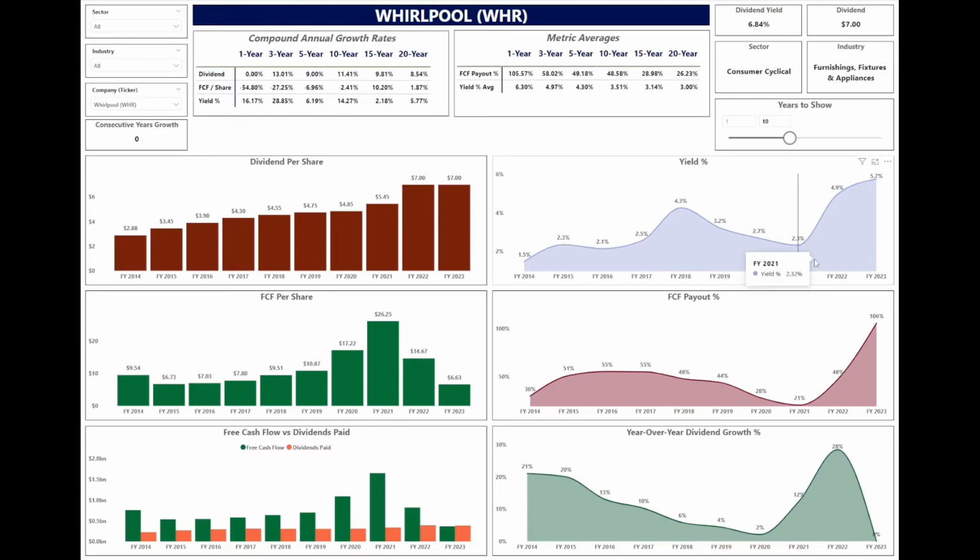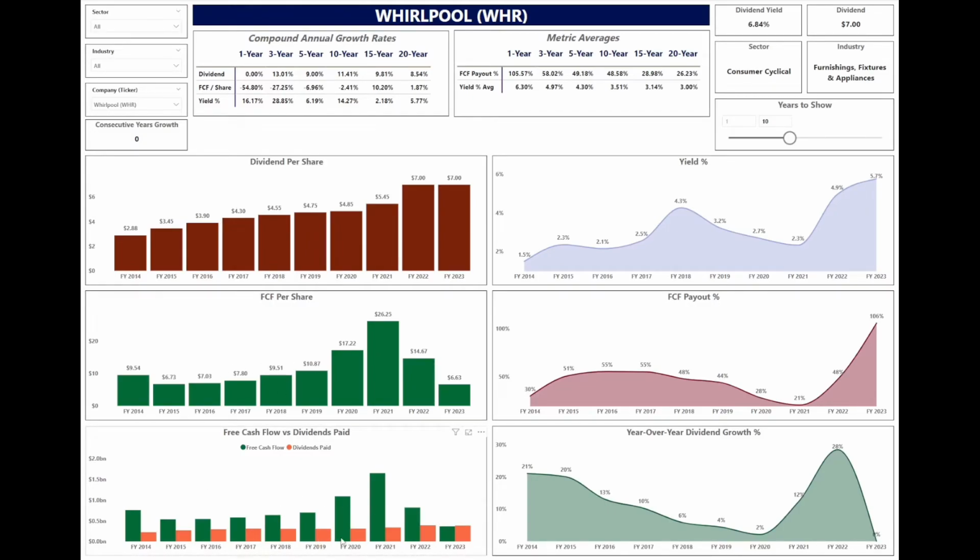Since fiscal year 2021, that yield has popped to 5.7% at the end of their fiscal year 2023. Not only that, you can see that that dividend growth has slowed down a little bit here. And we can also see that that free cash flow payout percentage has also spiked up in fiscal year 2023. And we can see here why. Their free cash flow seems to have fallen off a cliff here.